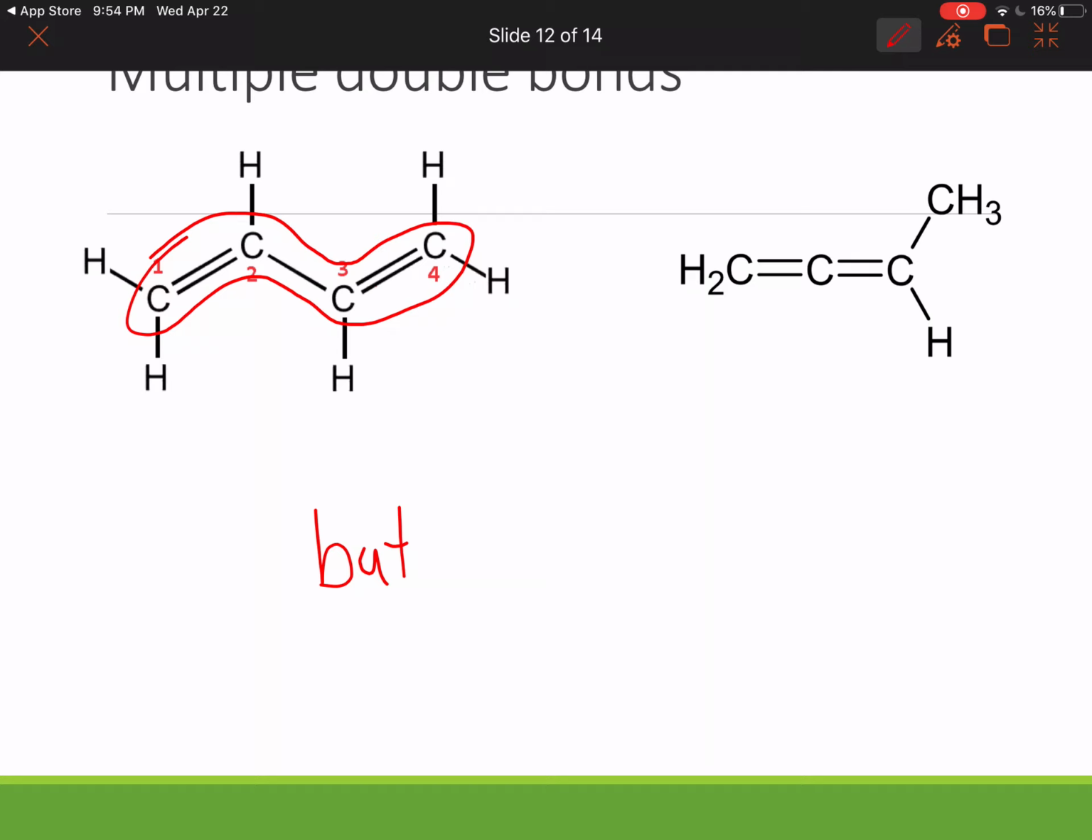bute, I apologize, 4. Then there's a double bond, and then there's another double bond. So that's 2 double bonds. So that's a diene. And then because this is weird, butadiene, they actually throw in an A. So butadiene.